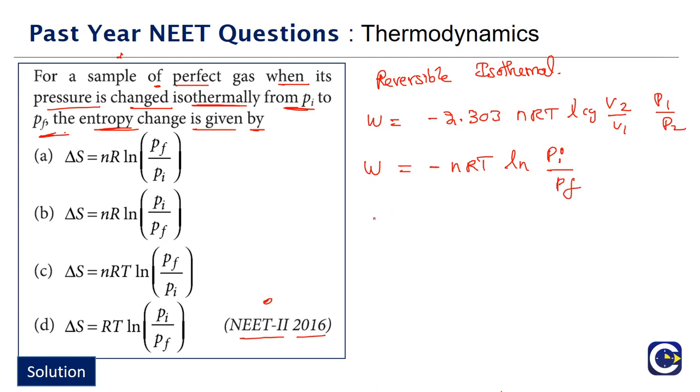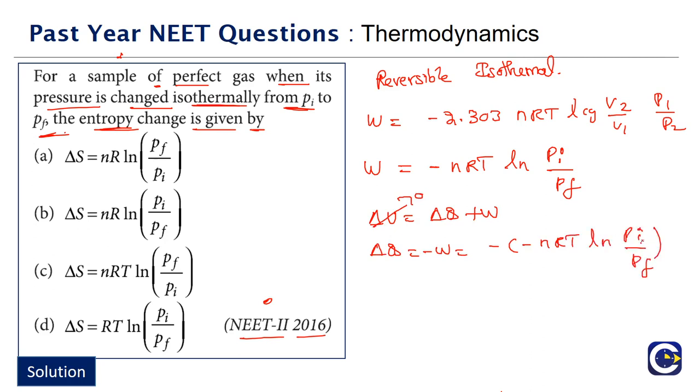In case of isothermal, if you look at the first law, delta U is equal to what? Del Q plus W. Delta U is 0, so del Q will be what? Minus W, means minus of minus nRT ln P initial by P final. So minus minus will become plus. So del Q will be equal to nRT ln P initial by P final.